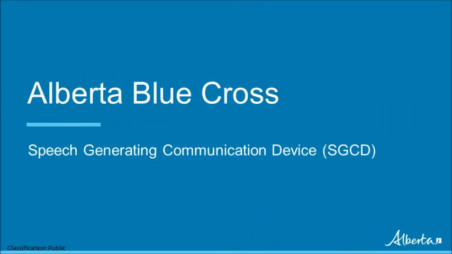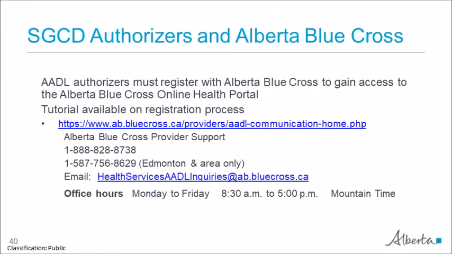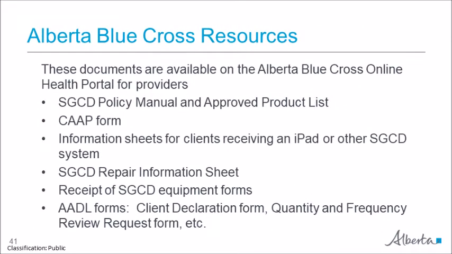All AADL authorizations and claims are processed through Alberta Blue Cross. This section will provide you with further information on how to access the Alberta Blue Cross online health portal and procedures for creating authorizations. All AADL SGCD authorizers will need to register with Alberta Blue Cross and obtain access to the Alberta Blue Cross online health portal through their SGCD service center. Contact the provider support line if you have questions about the process. The Alberta Blue Cross online health portal contains a number of forms and documents relating to SGCD and other communication benefit areas.